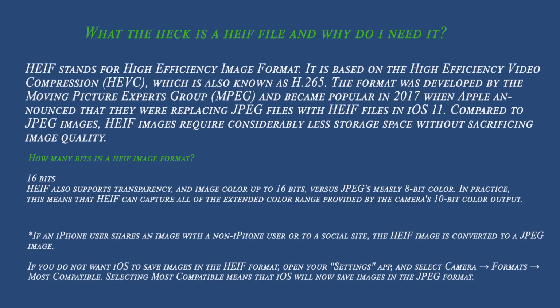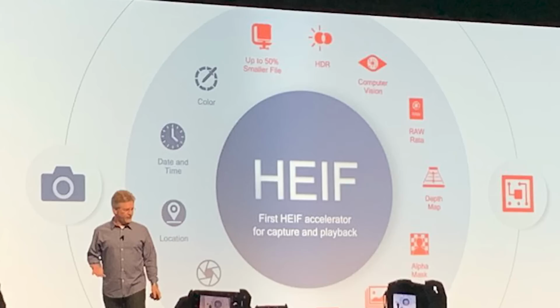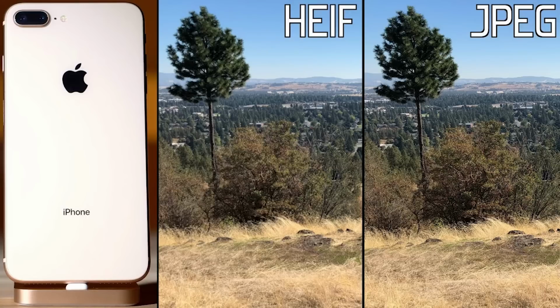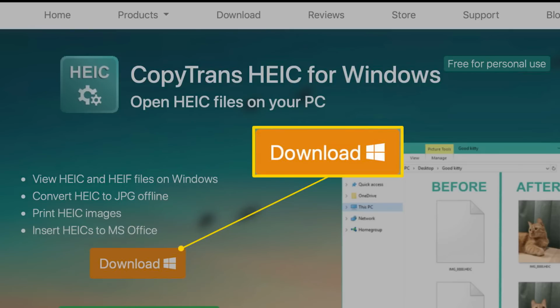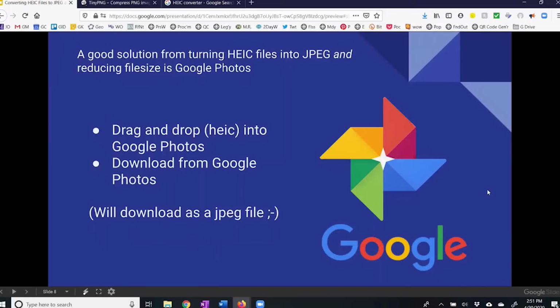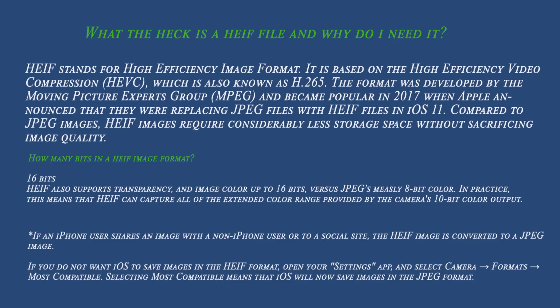HEIF stands for High Efficiency Image Format, and it's based on the High Efficiency Video Coding, HEVC, which is also known as H.265. And this format was developed by the Moving Picture Experts Group, MPEG, and it became popular in 2017 when Apple announced that they were replacing JPEG files with HEIF files in iOS 11. And compared to JPEG images, HEIF images require considerably less storage without sacrificing image quality.